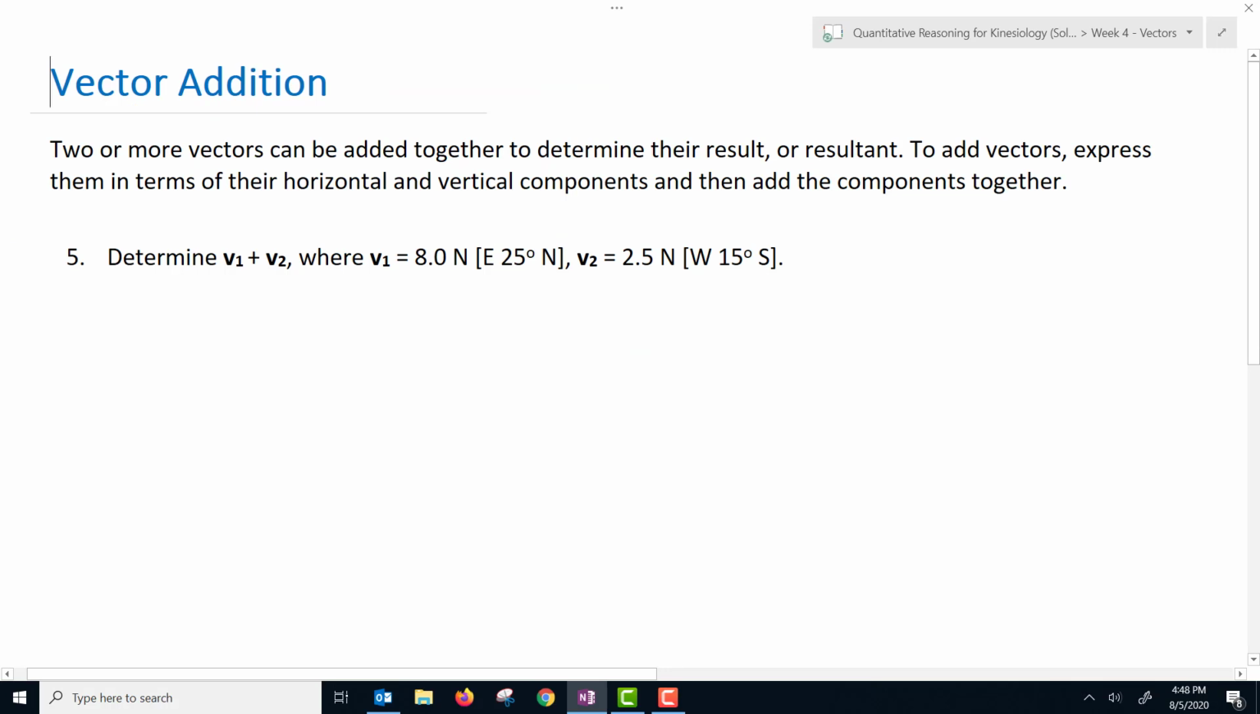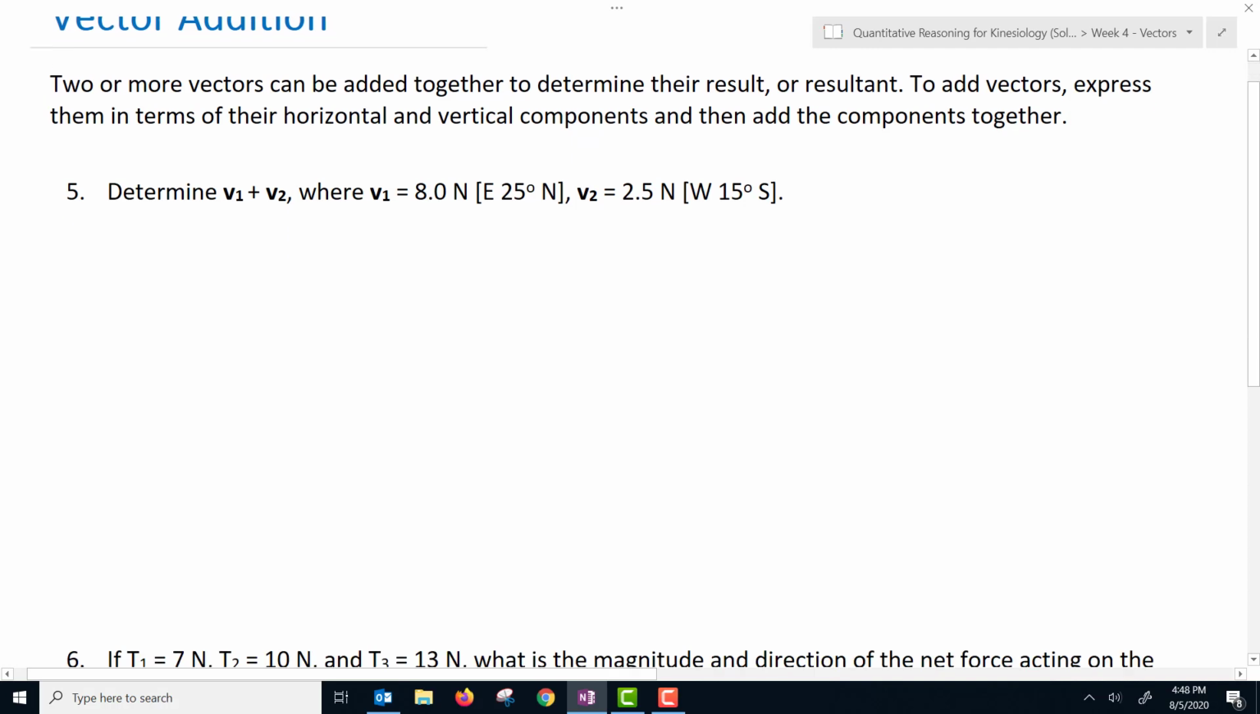Okay, so this takes us to vector addition. We can add two or more vectors. To do that, all we need to do is find the x and y components, or the horizontal and vertical components, and then add the components together. I'll show you step by step how to do this.